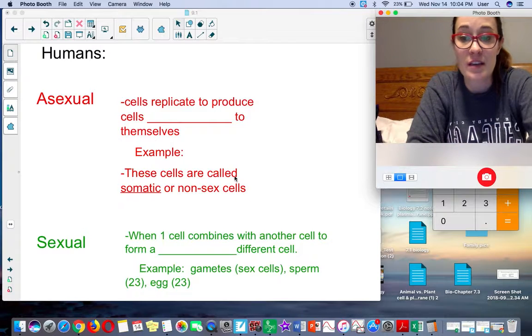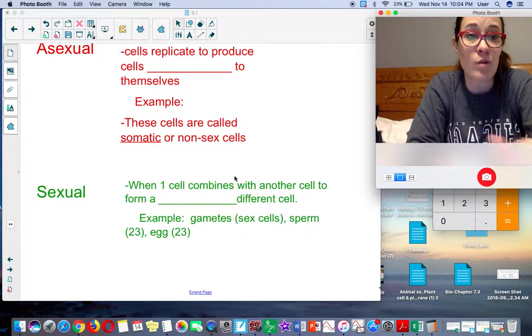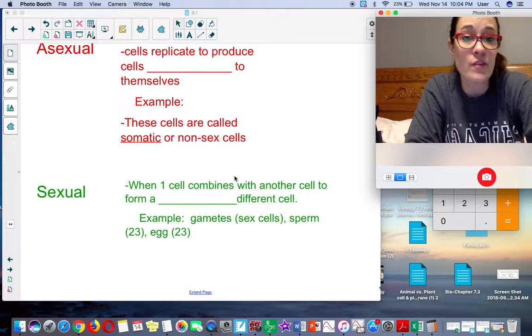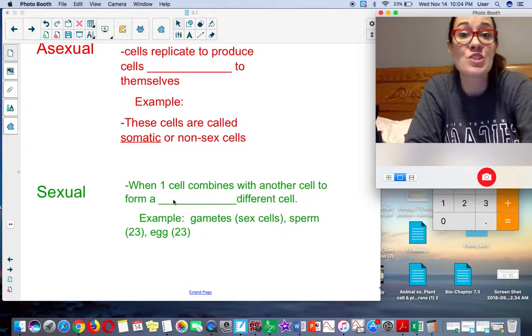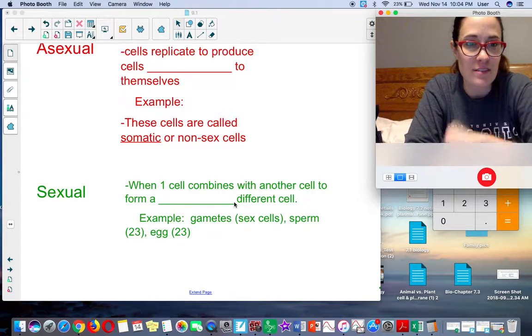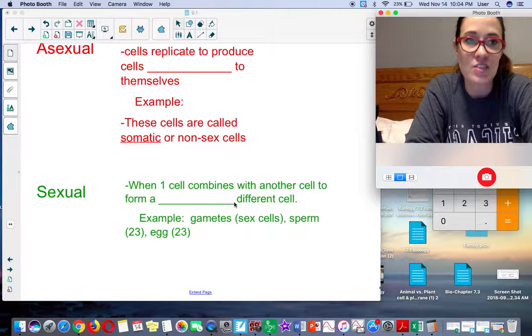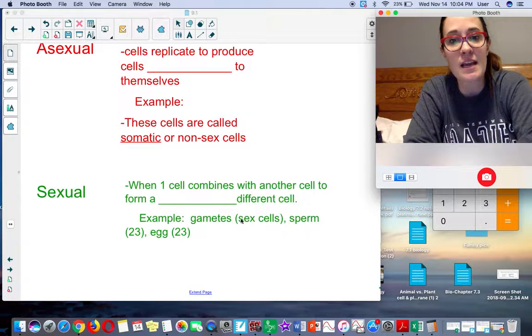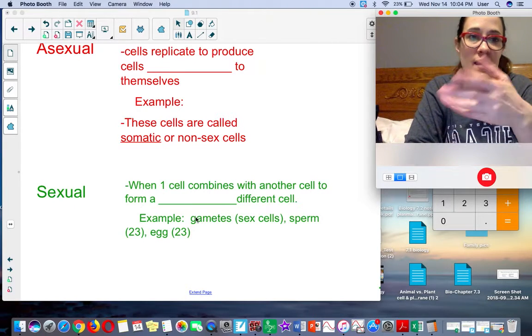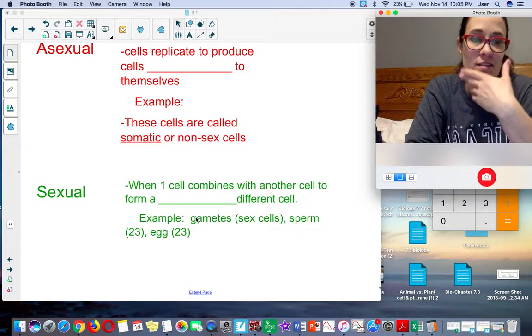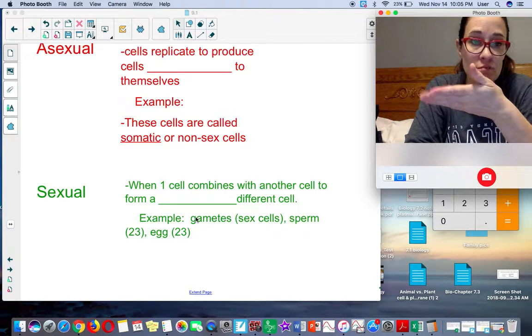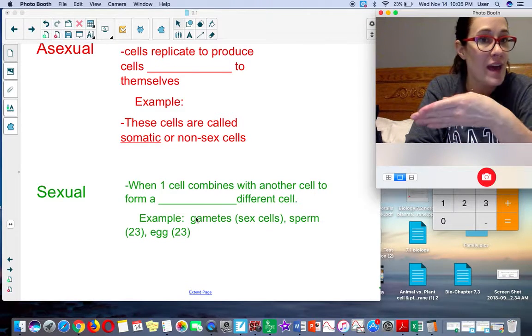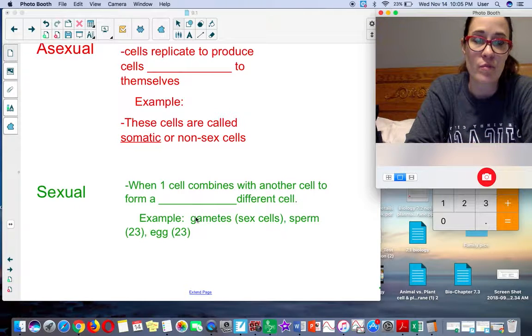asexual reproduction. Sexual reproduction, and we'll talk more about when we get to genetics, is when one cell combines with another cell to form a genetically different cell. Example, sex cells are referred to as gametes. Gametes can either be sperm with 23 chromosomes or egg with 23 chromosomes.